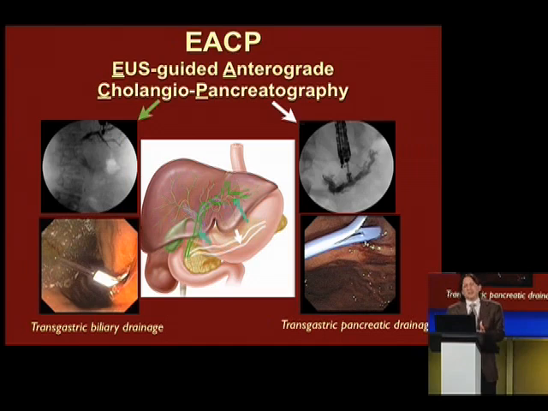What is evolving is something that I call EACP, EUS-guided anterograde cholangiopancreatography, where we can access the bile duct, not retrogradely, ERCP, but anterogradely, and we can drain the bile duct, such as shown here, transgastrically, or the pancreatic duct.